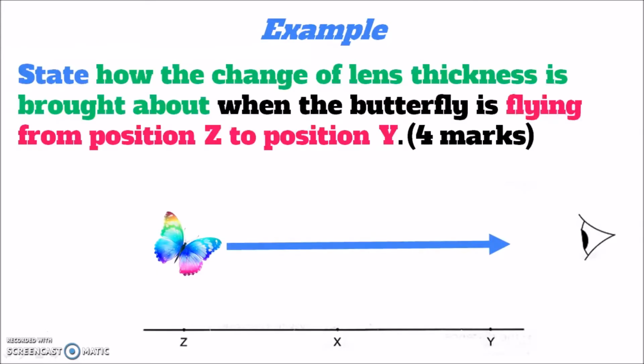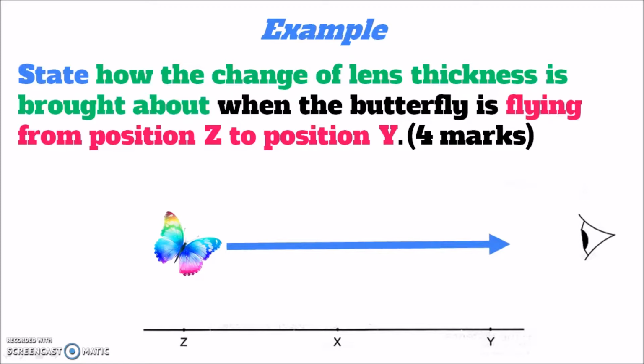Let's use an example to demonstrate the guiding questions. Now, the question is about a butterfly flying from position Z to position Y. Then, what will be the change of the lens thickness? This is the question word: state, the change of the lens thickness. Apart from state, you need to describe how the lens thickness is changed during seeing the butterfly.